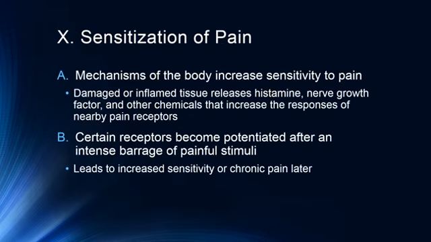So the last couple of areas to talk about have to do with sensitization of pain. We'll talk about gender differences in pain, and then finally itch. One of the mechanisms that we need to talk about is the body increases its sensitivity to pain. So damaged or inflamed tissue releases histamine, nerve growth factor, and other chemicals that increase the response of nearby pain receptors. So all of this is part of trying to heal from the injury, but results in alteration of pain receptors. So some of those receptors become potentiated after an intense barrage of painful stimuli, and this leads to increased sensitivity, or what can be chronic pain.